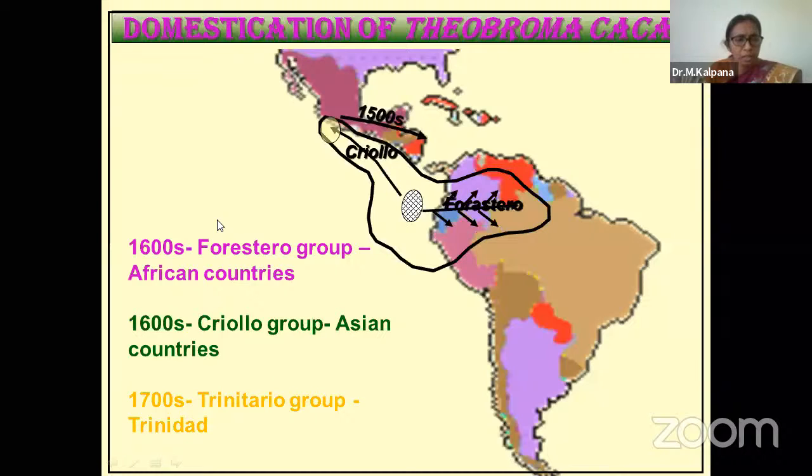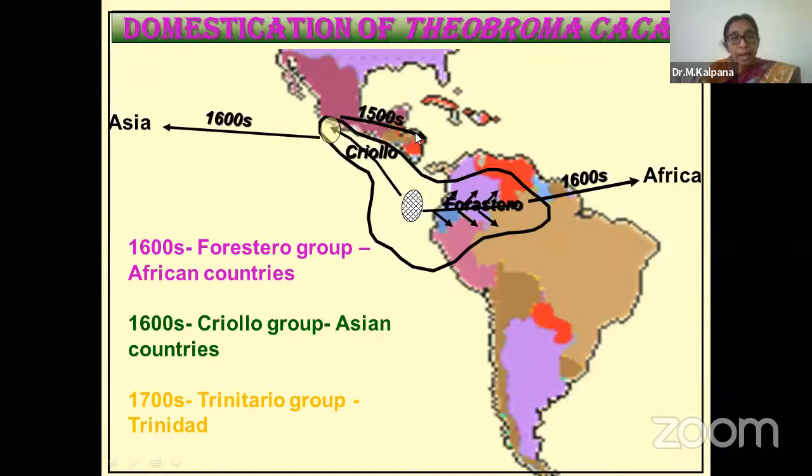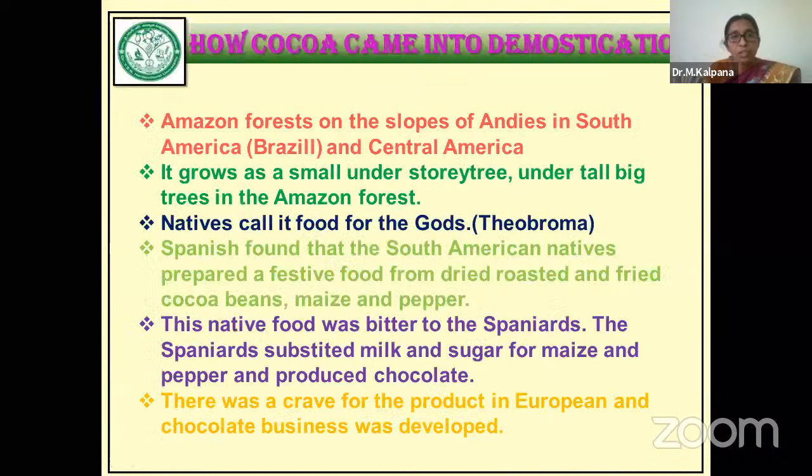In the 16th century, the Forastero group was dispersed to the African countries, and the Criollo group from the north was dispersed to the Asian countries. The Trinitario group, a hybrid between the Criollo and the Forastero, originated in Trinidad in the 17th century. So this is how this crop has been distributed to the entire world.